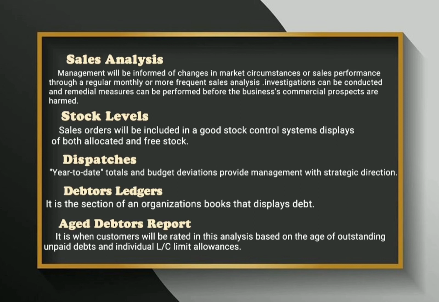Age debtors report. It is when customers will be rated in this analysis based on the age of outstanding, unpaid debts, and individual credit limit allowances. An age debtor report, also known as age receivables report, is a summary of all overdue sales invoices that breaks down their total debt per client. This debtor report provides you with a breakdown for each client and gives the total amount of debt each month. The invoice number, balance owed, and payment due date may then be seen by drilling down.